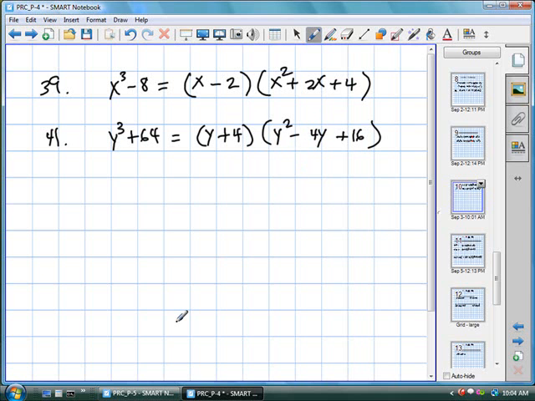I don't know, maybe we'll just do one more. Let's see, is there anything a little bit different? Maybe 45 is a good one. We've got u cubed plus 27v cubed. Is that the sum or difference of two cubes? It is. So binomial, trinomial. Okay, cube root of u cubed. Cube root of 27v cubed.